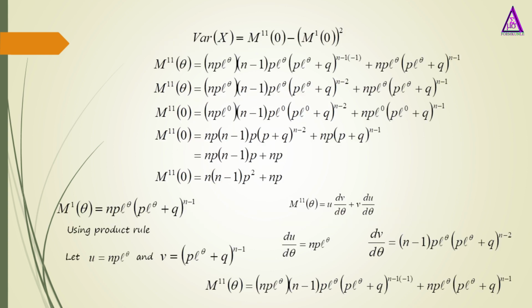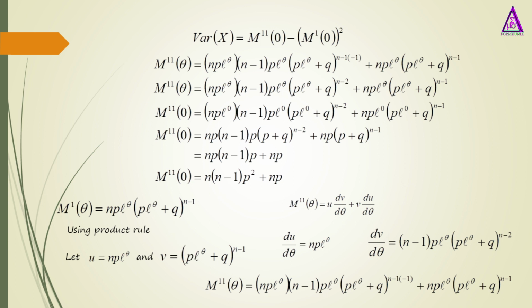To obtain the variance of the binomial distribution using the moment generating function method, we have this. That is, our variance of x equals the second differential of the moment generating function at 0, minus the bracket of the moment generating function differentiated once, all raised to power 2. And when we differentiate the moment generating function twice, these are the processes used. This is the result of when we differentiate the moment generating function once.